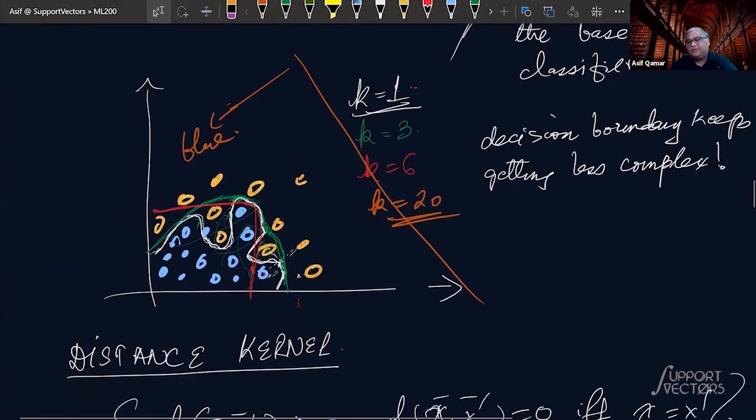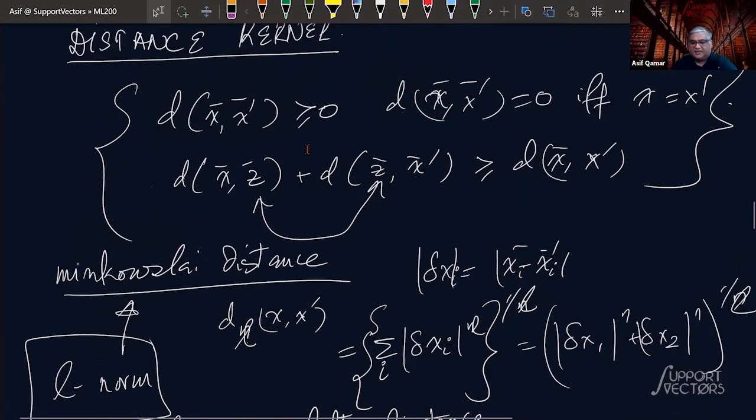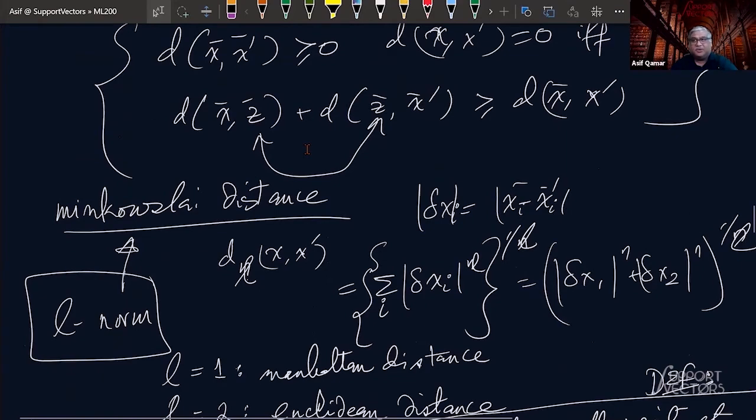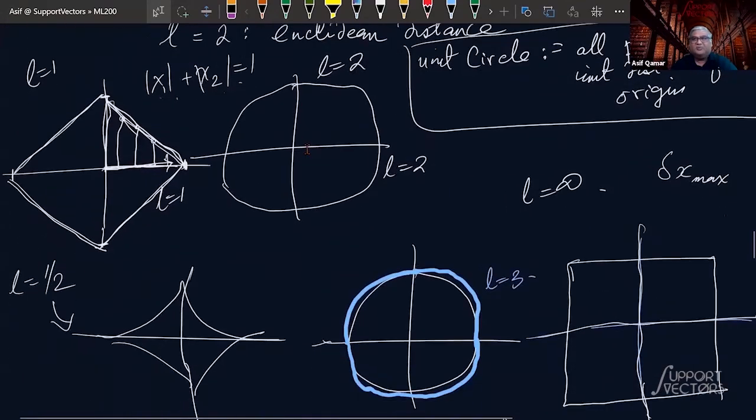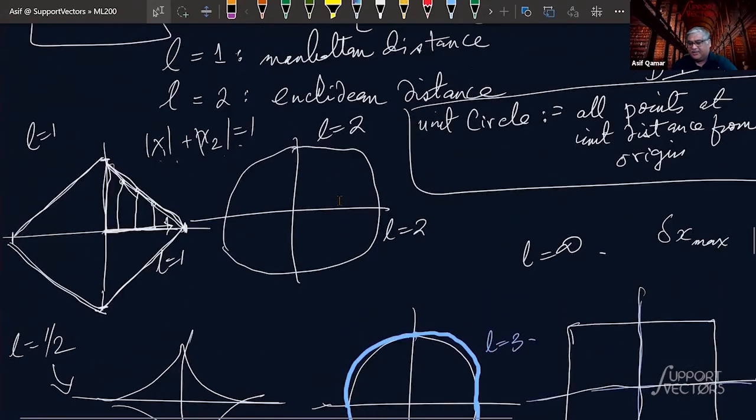Now, one of the ways to mitigate this whole business of finding the perfect K is that you can use a distance kernel. You say that the immediate neighbors have more influence than the far off neighbors, right? And so then the whole question is, what is your notion of distance? We talked about the Minkowski distance and the L norm. This is just a review of that. L equal to half looks like this, circle, circle.